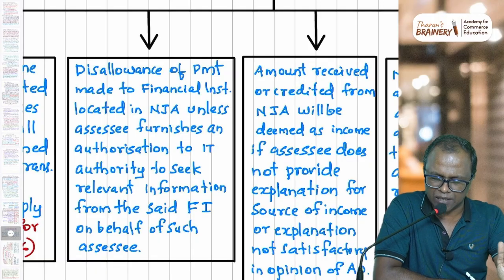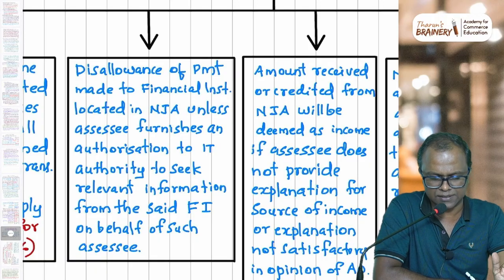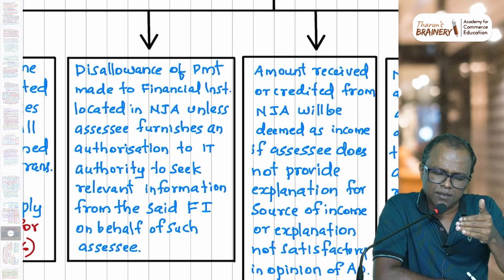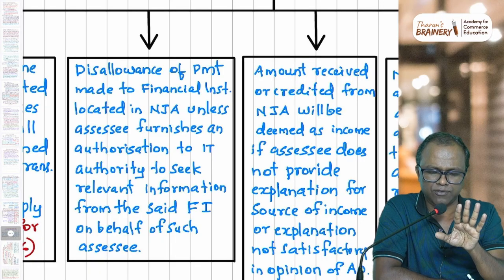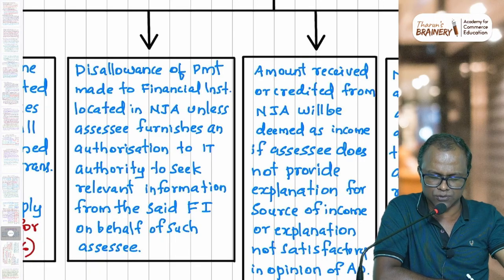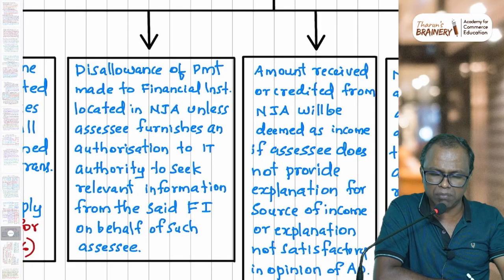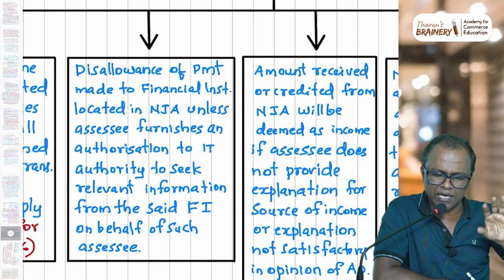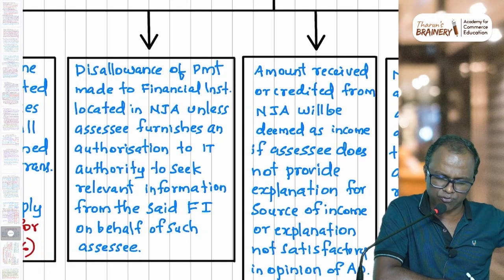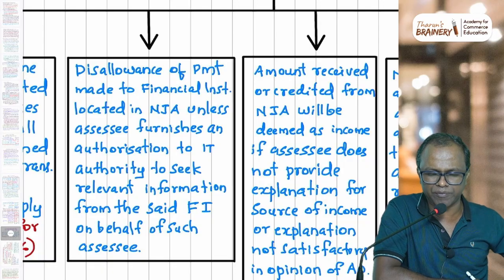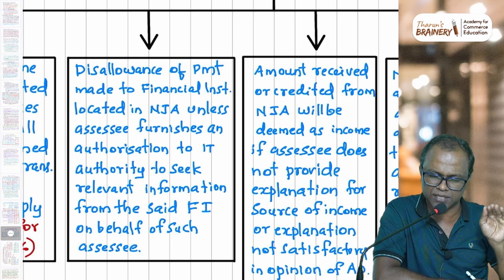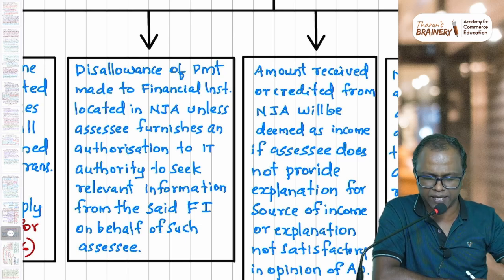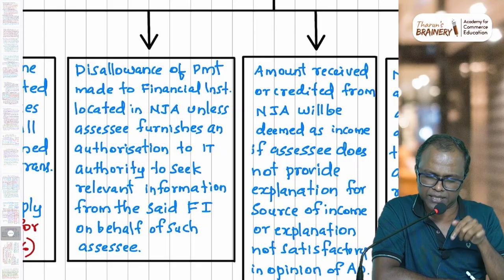So such a payment, such an expense, will be disallowed unless the Indian entity gives a declaration and makes a prescribed arrangement with the CBDT, that if the CBDT asks for any information from that financial institution located in NJA, that financial institution is bound to give whatever information the CBDT is asking. For that, first they have to make an undertaking, an agreement with the foreign entity that if our CBDT asks for any information, you have to give that. Only after giving that authorization or prescribed arrangement will the payment of expenditure made to a financial institution located in NJA be allowed as an expense to the Indian payer, the Indian entity.